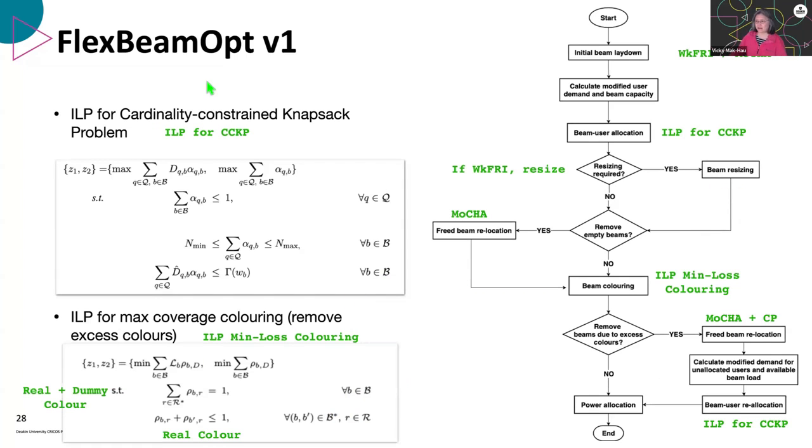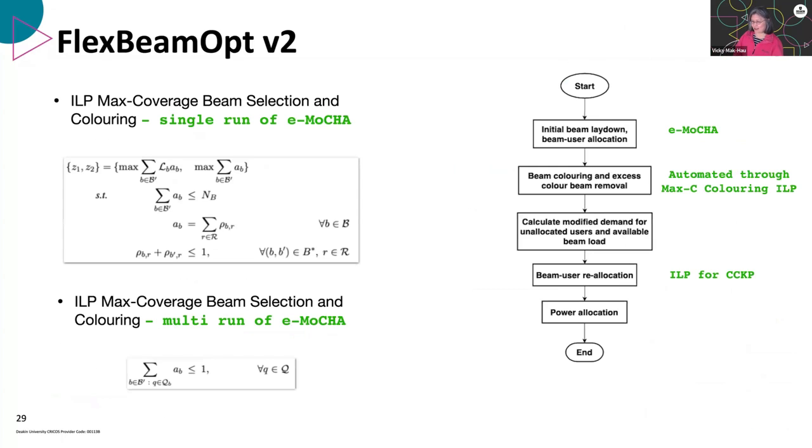So you have seen this ILP before, so I'm not going to explain it again. The min loss coloring is using this integer linear programming problem, but you can also just do max coverage coloring. So it's the same thing. So that's our bot-to-bot algorithm, which we really like.